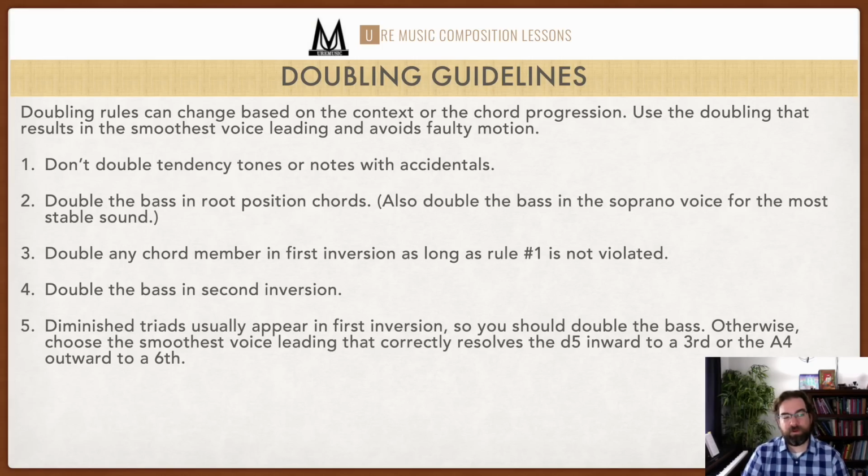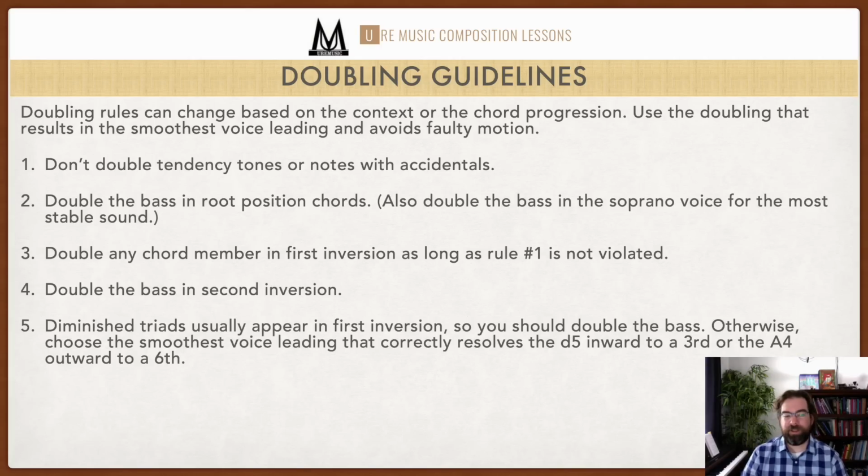You also ideally want to double the bass in root position chords. If you want the most stable sounding chord, you could also double the bass in the soprano voice. So you'd have typically scale degree 1 or 5, depending on what chord you're dealing with, in the soprano. That's just if you want the most stable sound. Whatever note you have in the bass, doubled in the soprano. That's a good rule of thumb for root position chords.